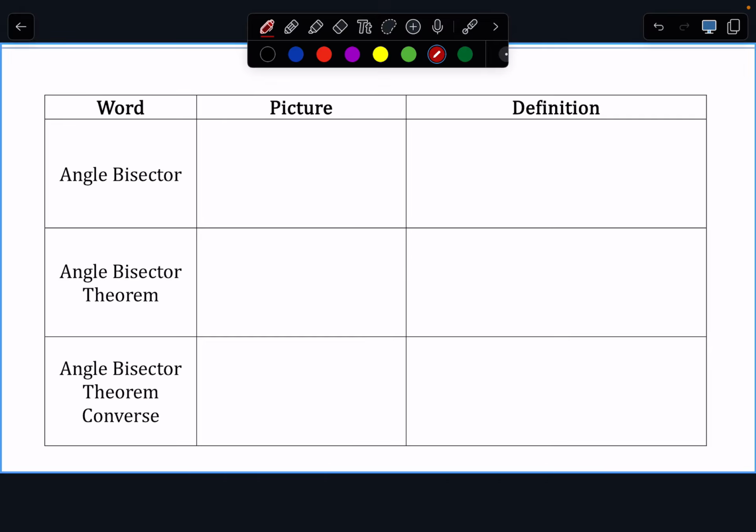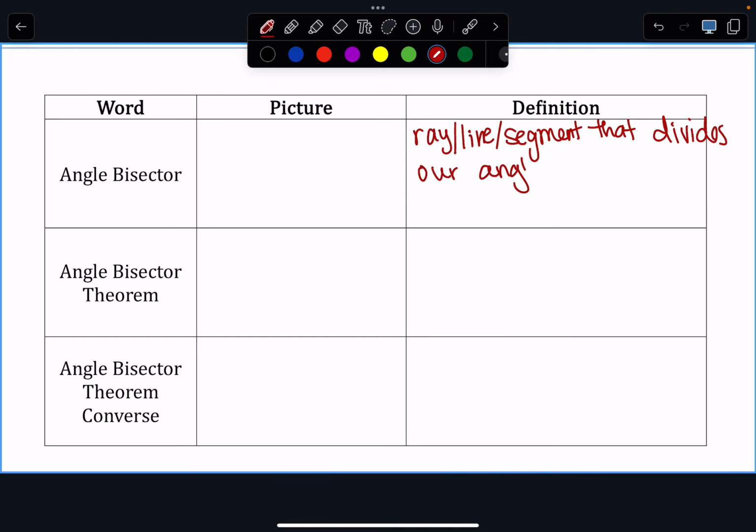An angle bisector. I wonder what that is. Bisects the angle. Okay. A ray or a line or a segment that divides our angle into 2 equal parts.